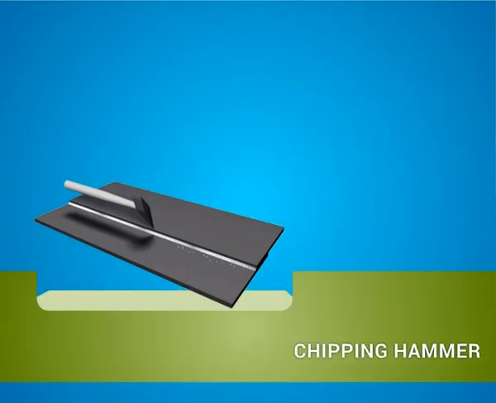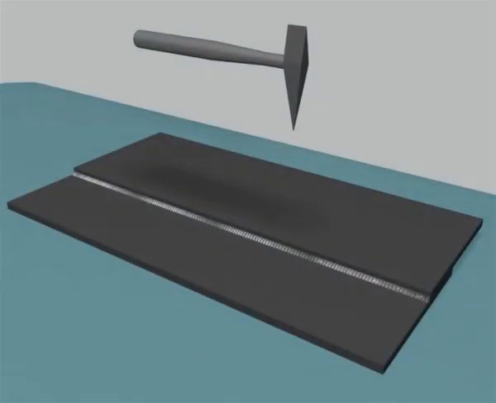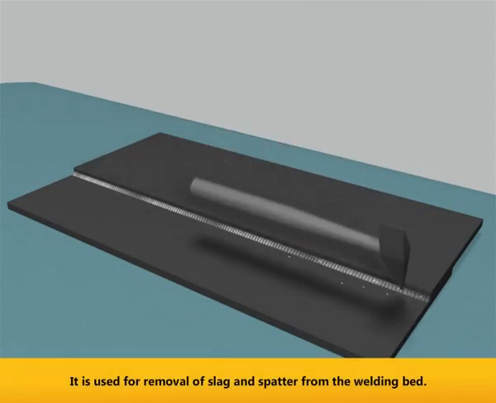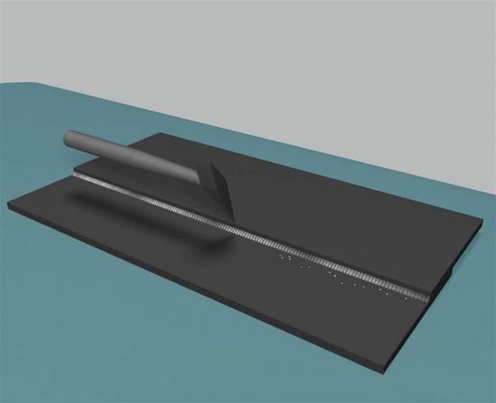Chipping hammer. The parts and functions of chipping hammer is shown in this video. The chipping hammer is chisel shaped on one end and is pointed at the other end. It is used for removal of slag and spatter from the welding bead. We will see the use of wire brushes in the next video.